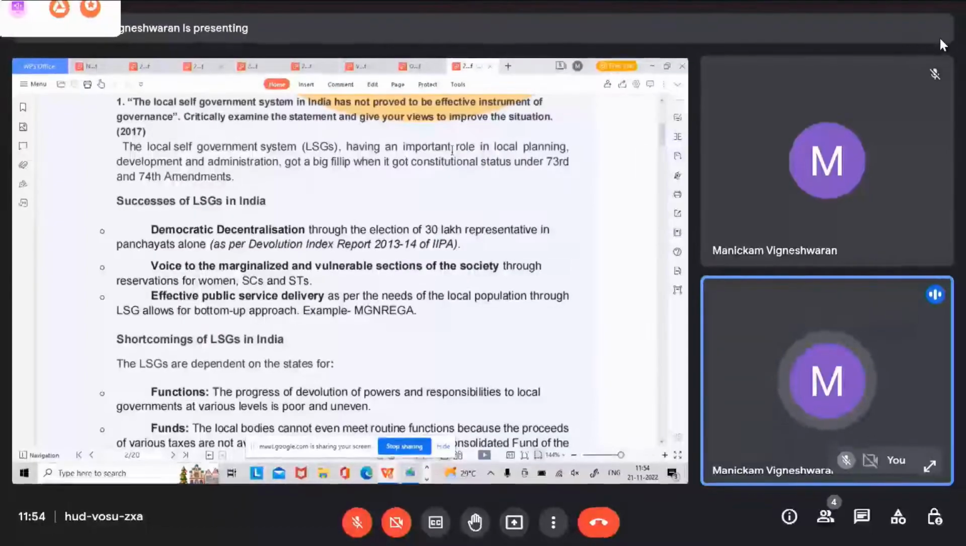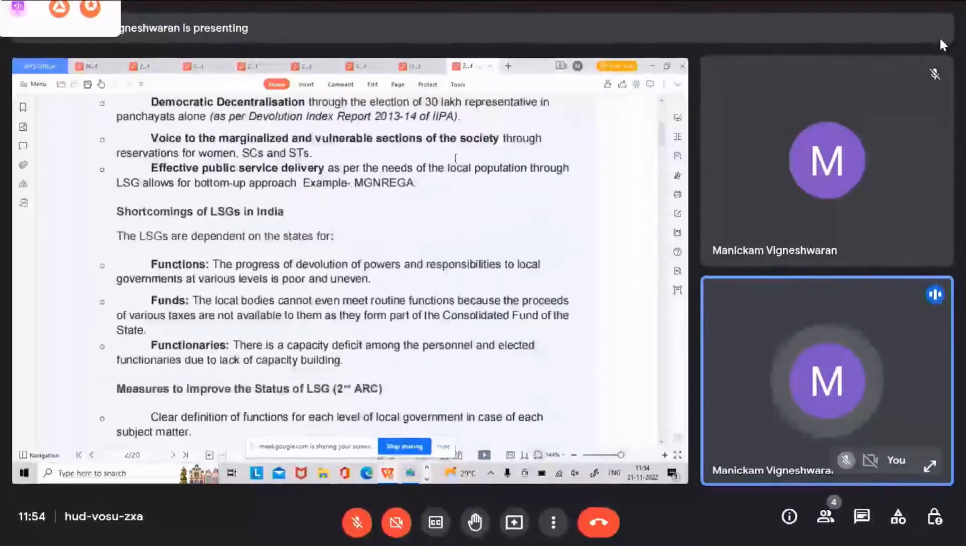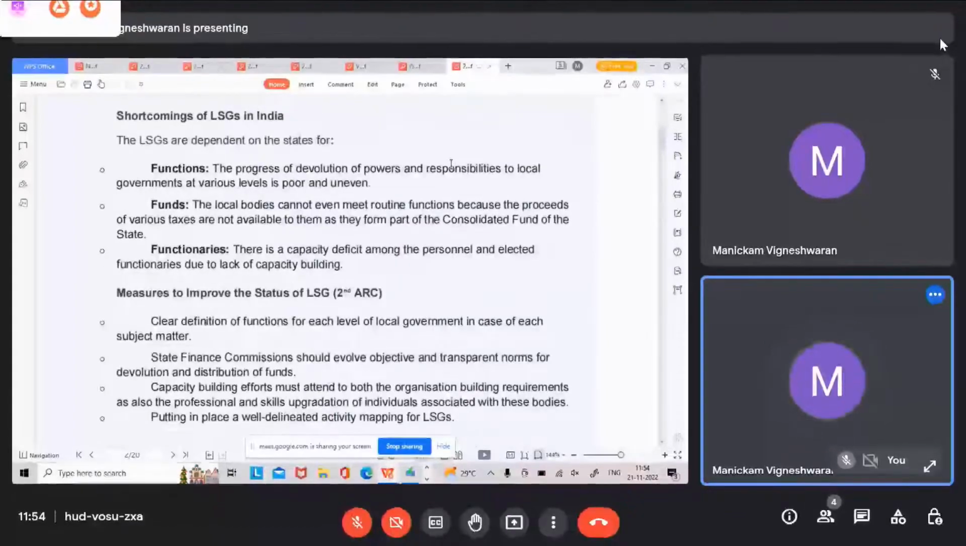What are the challenges and shortcomings of local self-government in India? Local self-government depends upon functions, funds and functionaries. These are the 3 F's. Function: the progress of devolution of powers and responsibilities to the local governments at various levels is poor and uneven. First, functions are not defined. Functions are interfered with by the state government, the central government and local politicians. So functions are vague.